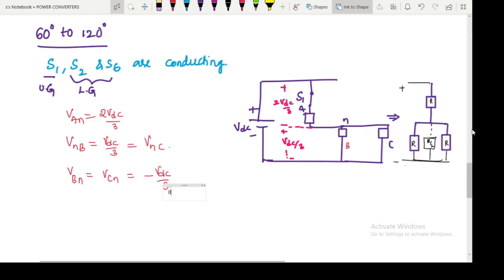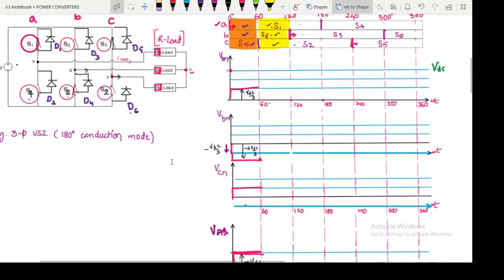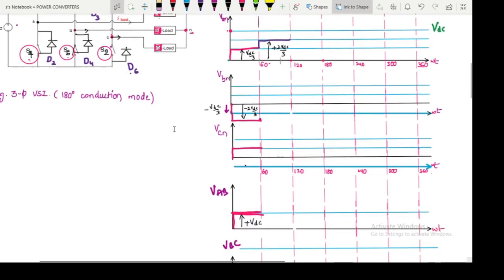Here let us draw the phase voltages on the waveform. VAN is plus 2 VDC by 3, VBN and VCN are minus VDC by 3 for 60 to 120 degrees conduction mode. I'm taking a different color. VAN is plus 2 VDC by 3, so this will be VAN, this magnitude here is plus 2 VDC by 3. VBN and VCN are minus VDC by 3.